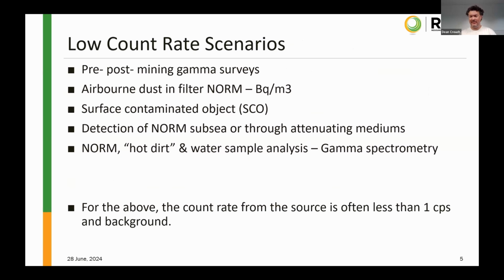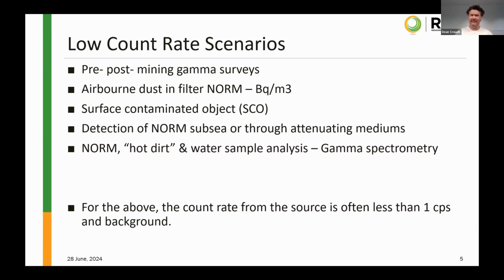So some of the low count rate scenarios that I've certainly seen are pre and post mining gamma surveys. These are a statutory requirement before and after you do mining. You need to go out, measure the dirt, figure out what areas have got higher or lower readings based on the geology of the area, and then after mining, demonstrate that you've returned it back. So you are trying to find nothing in this case, or you're trying to find numbers very, very close to background. Depending on where you are, particularly if it's a coastal area, you'll see a lot of beach sand. Beach sand's almost got no NORM in it, so you are looking at very, very low numbers.